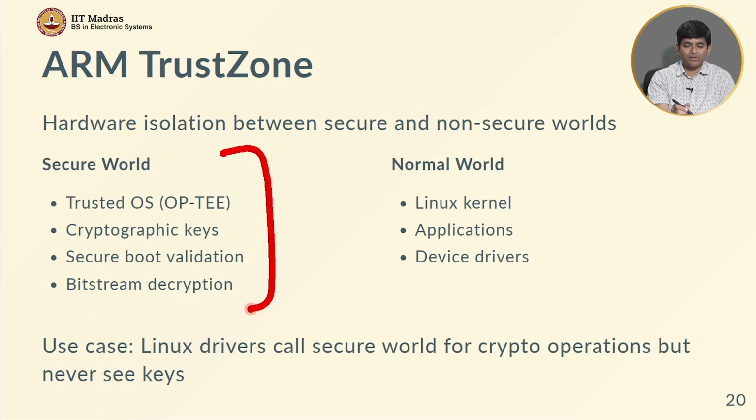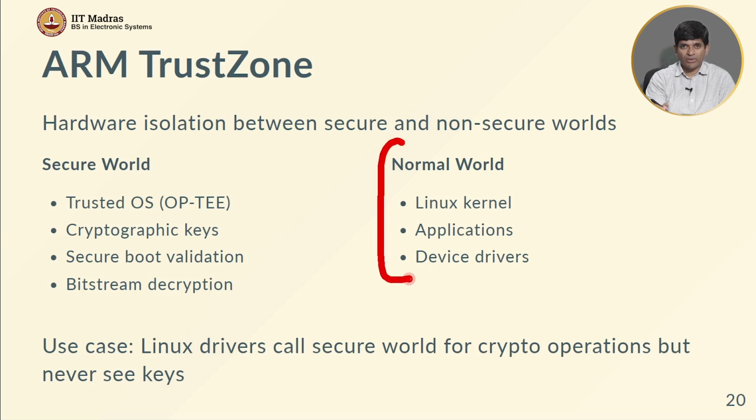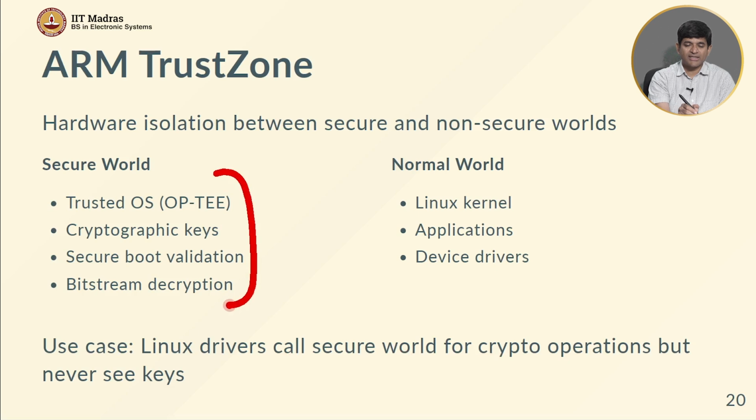So the idea is that whoever is manufacturing the processor itself provides these facilities, right. The normal world, as we call it, would be the rest of your operating system, the Linux kernel, the applications, device drivers and so on. The interesting thing is I can actually have a scenario where the drivers that are there in the Linux kernel can actually perform cryptographic operations, right, like encryption, decryption and so on, by calling the secure world, calling functions that basically activate the code that is running over here, without ever having to see the keys that are being used for encryption or decryption, right.